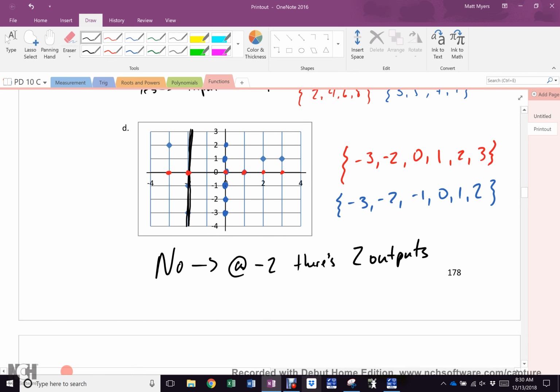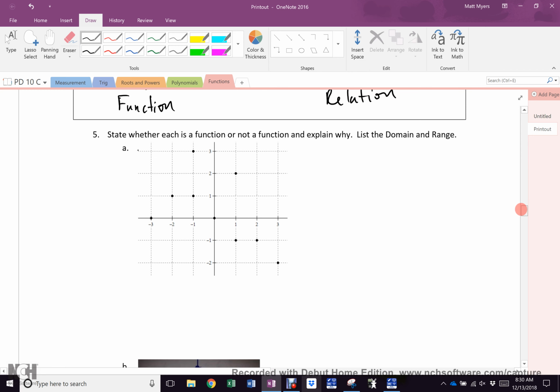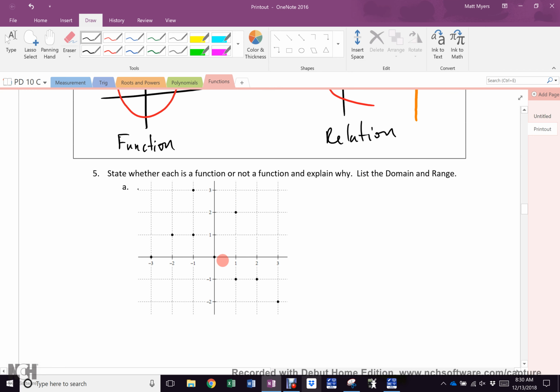All right. Where did we get to in our recap? Where's the domain live? X. We talked about that. So where's the range live? Y. All right. So let's go down and start looking at, is this a graph?